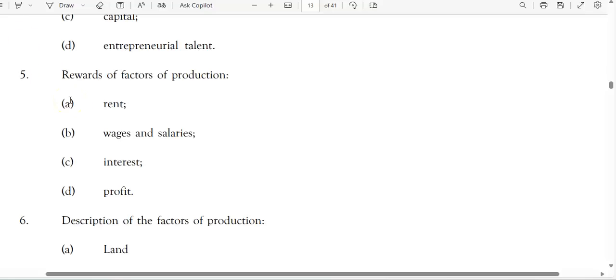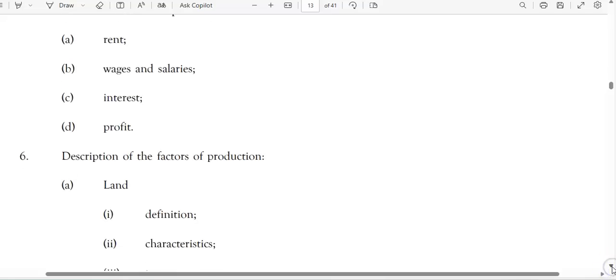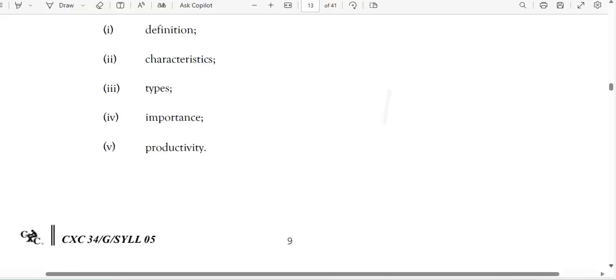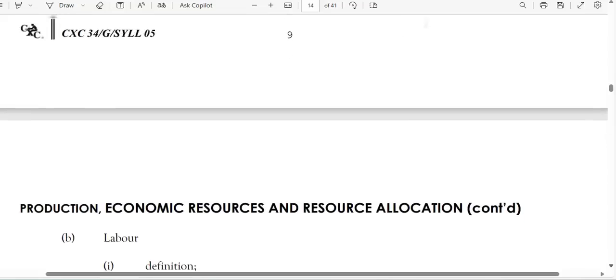All right, so if they ask about reward of factors of production, you definitely should be able to explain that using rent, wages and salaries, interest, and profit. Next, we're going to look at description of the factors of production. So we're going to go a little bit deeper into the factors of production. We're going to look at land, the first factor of production. We are going to look at the definition of land, characteristics, types of land, and importance of land, also productivity.